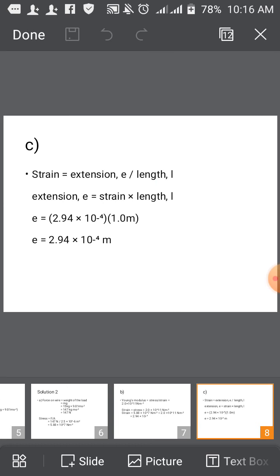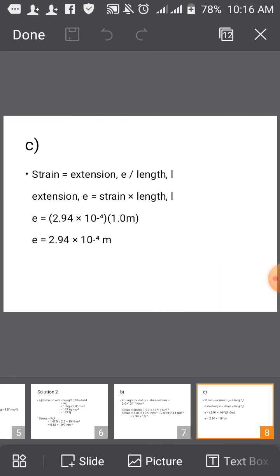C. Strain is equal to extension divided by original length. Now the extension is also equal to strain multiplied by original length.